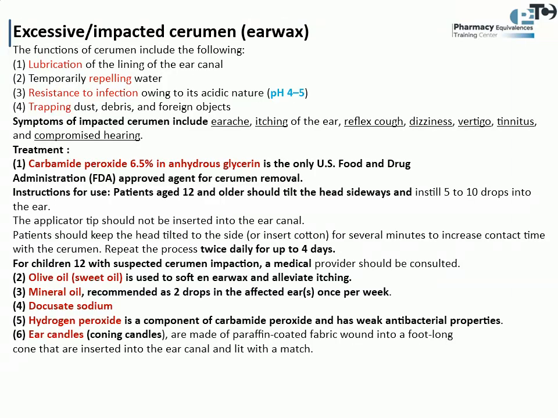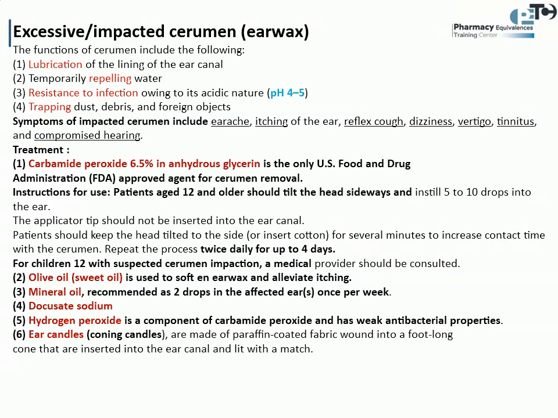The earwax is normally present in our ear for some functions like lubrication, repelling water, and resistance of infection, because the earwax pH is about 4 to 5, an acidic pH, and also for trapping dust and foreign objects. But if the earwax is excessive or impacted, it will cause some symptoms like earache, itching, reflex cough, dizziness, vertigo, tinnitus, and also may cause compromised hearing.